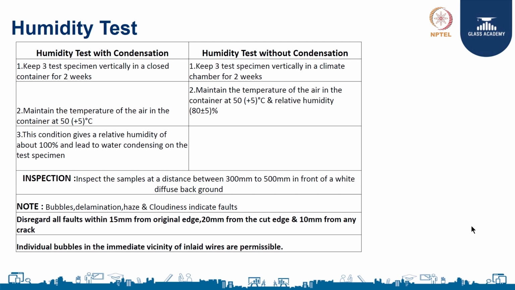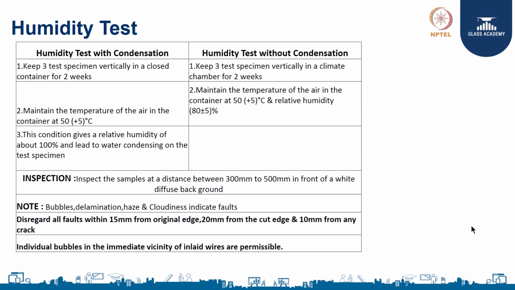For the humidity test without condensation, we have to keep 3 samples vertically in a climatic chamber for 2 weeks. We have to maintain a temperature of 50 degrees plus or minus 5 degrees and a relative humidity of 80 plus or minus 5 percent. For both cases we do the inspection similarly, at a distance of 300 mm to 500 millimeter against a white diffuse background.